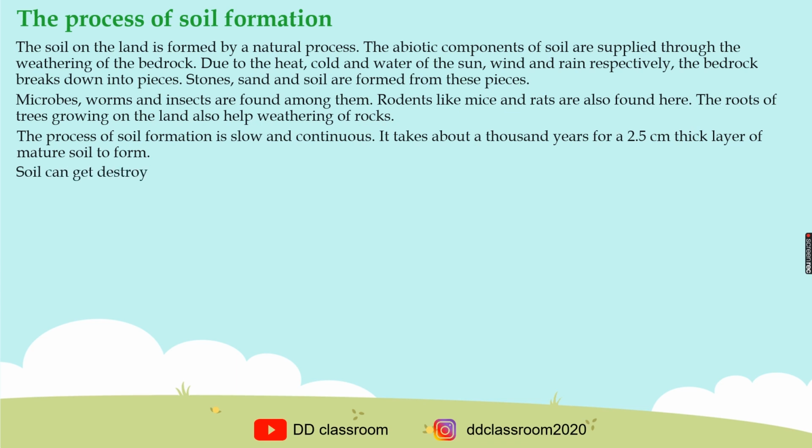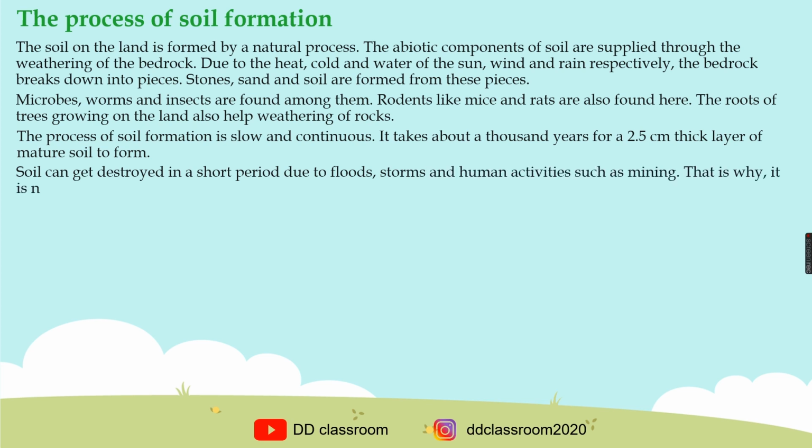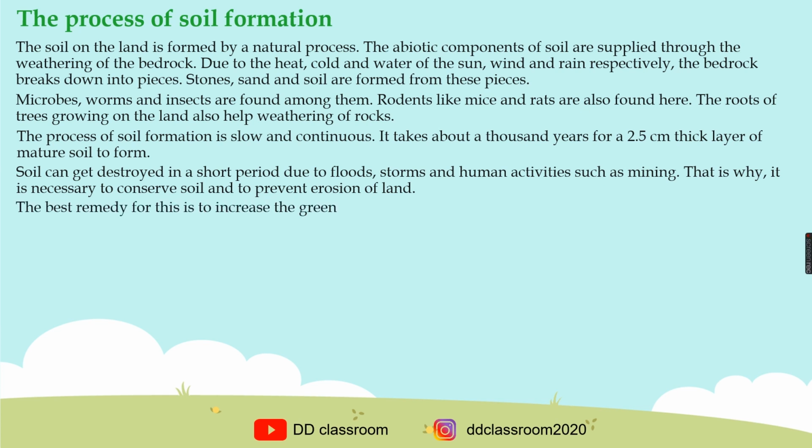Soil can get destroyed in a short period due to floods, storms and human activities such as mining. That is why it is necessary to conserve soil and to prevent erosion of land. The best remedy for this is to increase the green cover of the land. Erosion of land is reduced if grass, trees and bushes are grown in it.